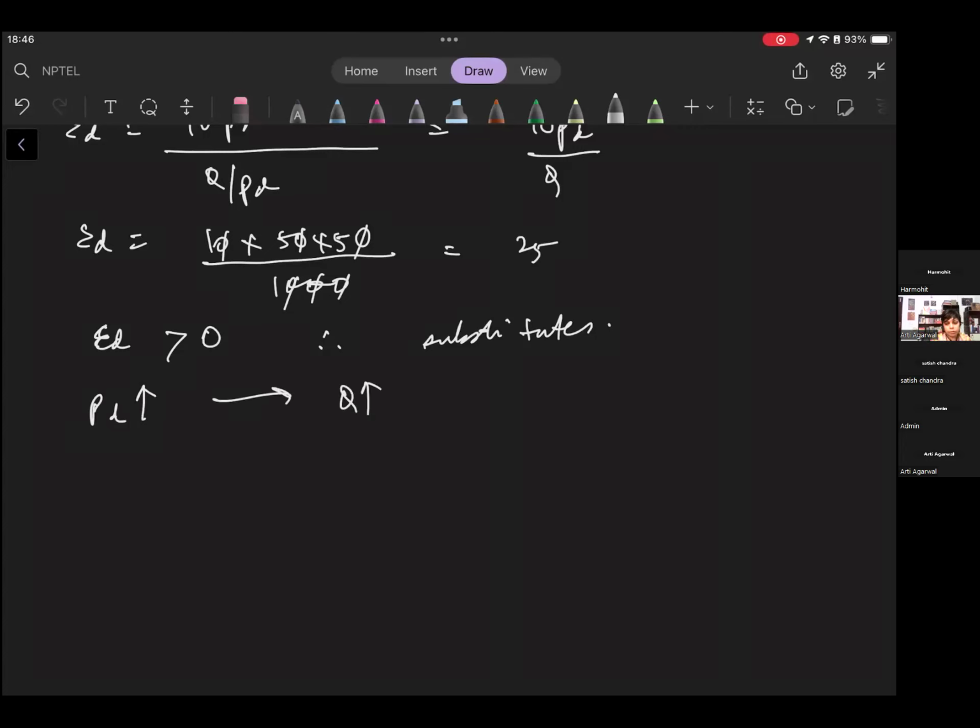So I've written it kind of symbolically. I'm not writing very long sentences. An increase in PD is causing an increase in Q, which means that they are substitutes. Okay, this was the third part. Let's go to the next question.